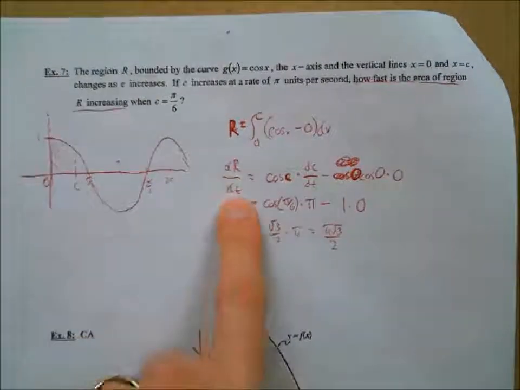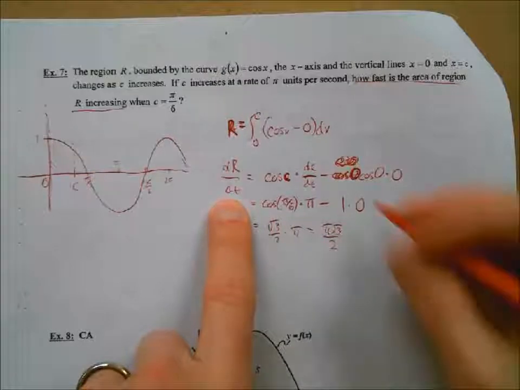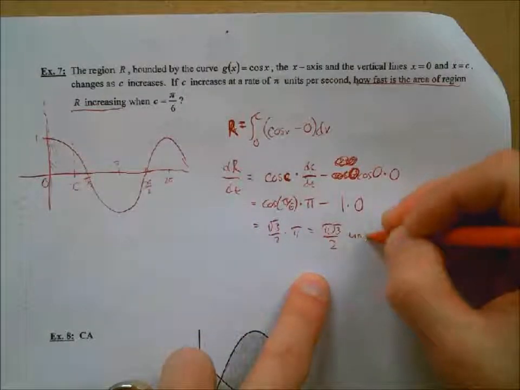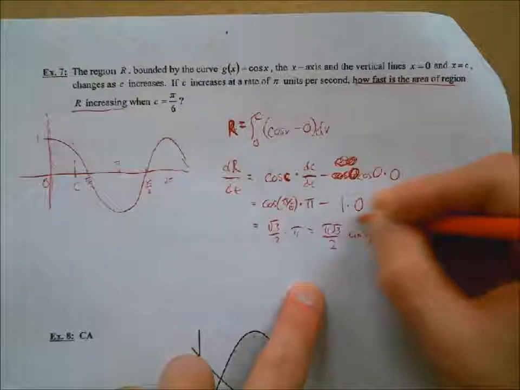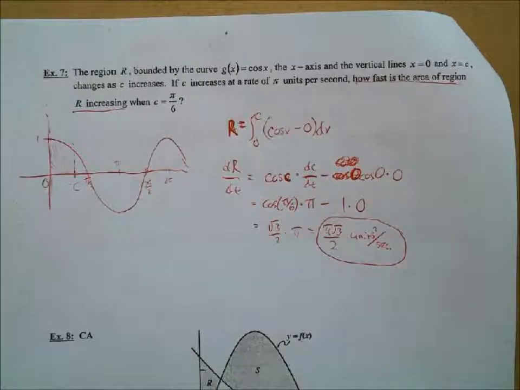And since this is a rate of change of our region with respect to time, we'll say units squared per second. So pi root 3 over 2 units squared per second would be our answer.